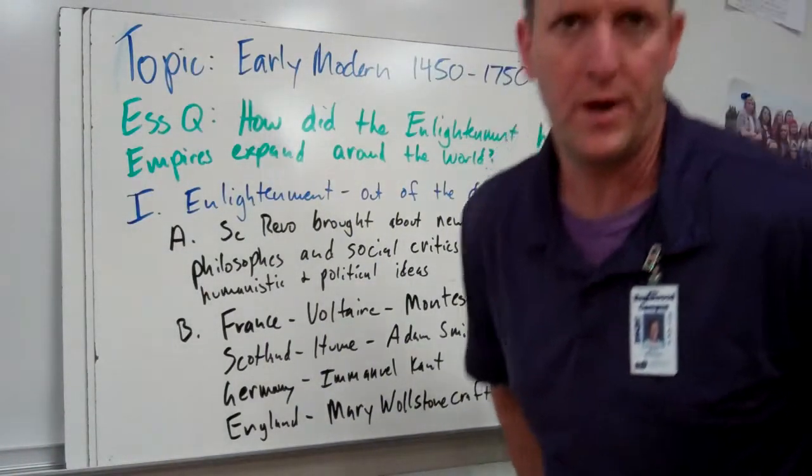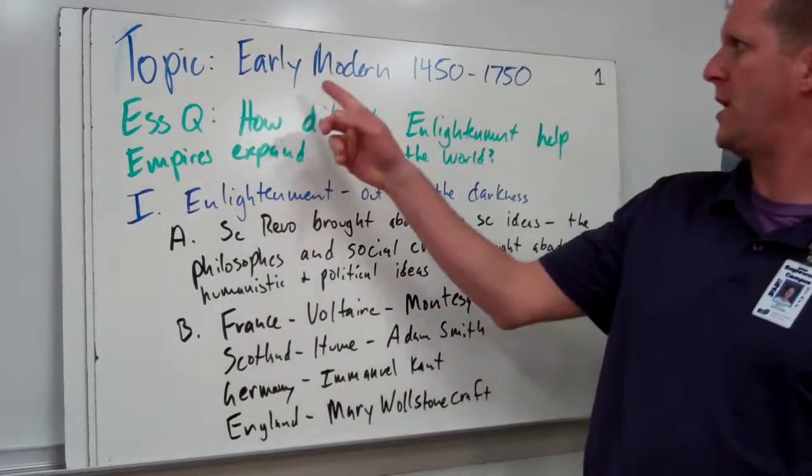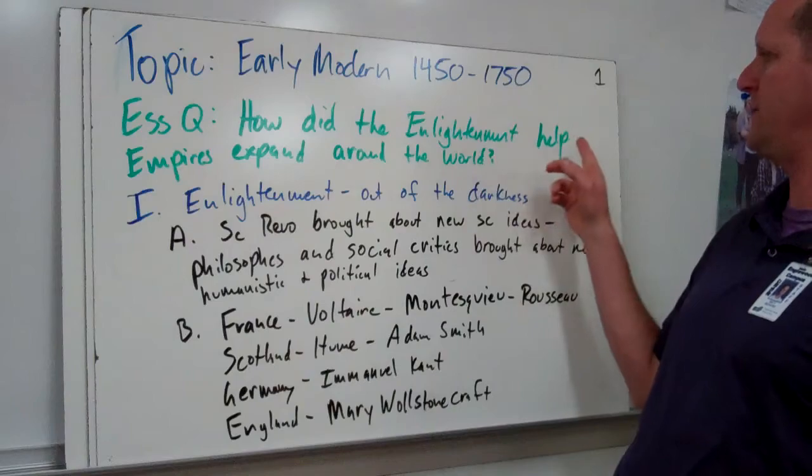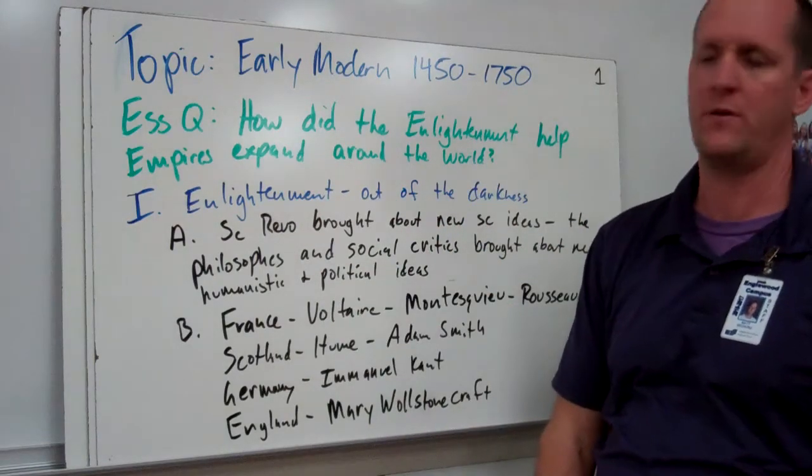All right, class, let's get going with our boards two here. Early modern period, 1450 to 1700. Our essential question: how did the Enlightenment help empires expand around the world?